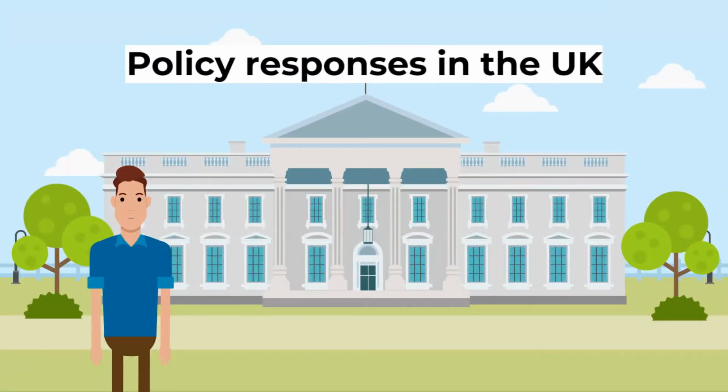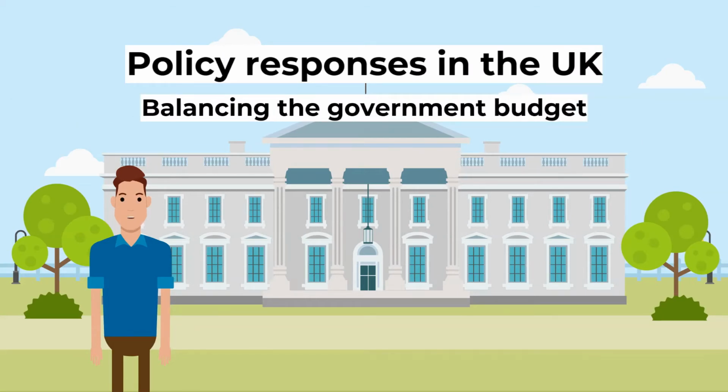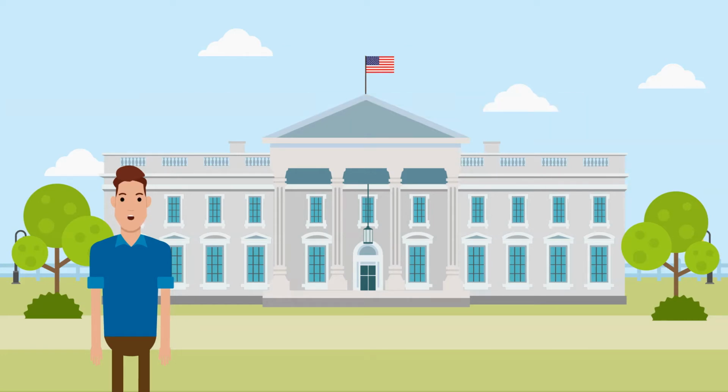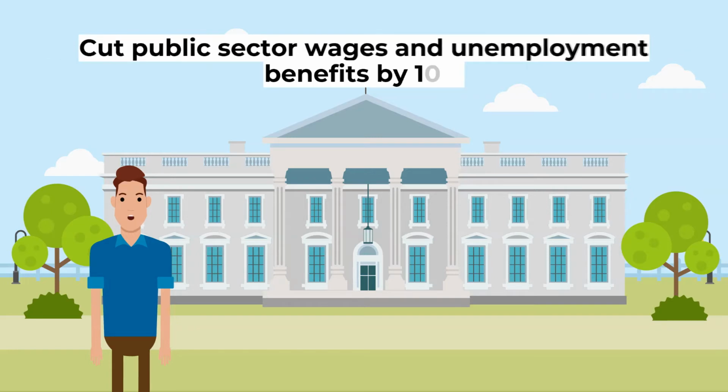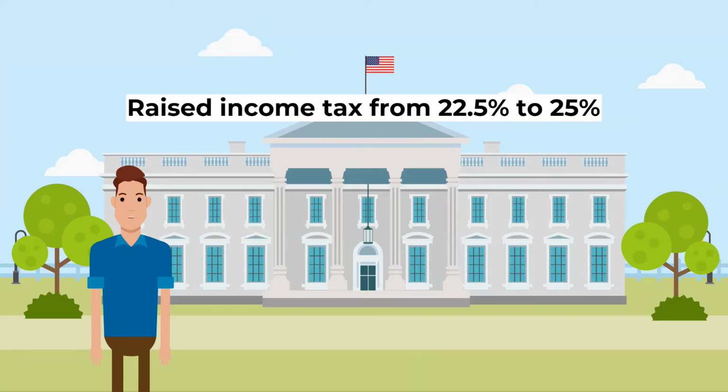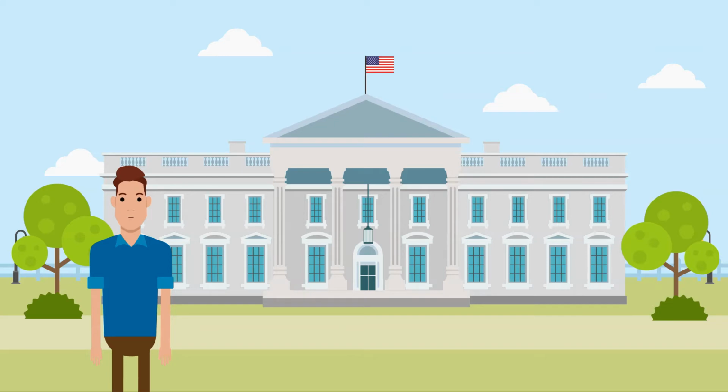What were the policy responses in the UK? The UK government believed that balancing the government budget was key to recovery and that borrowing money would prevent the private sector from doing so. They introduced an emergency budget that cut public sector wages and unemployment benefits by 10% and raised income tax from 22.5% to 25%. This reduced aggregate demand at a time when it needed to be increased.